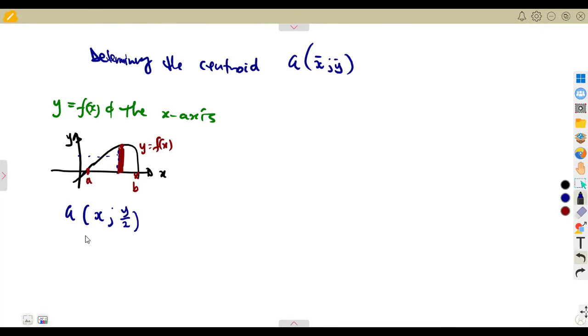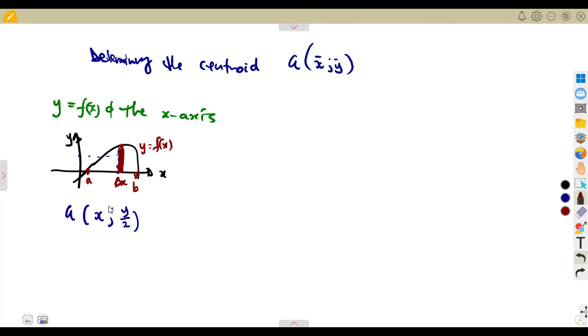But for Y, it's going to be Y over 2. That is, when you're considering the x-axis, the strip is for X, like this. Y is equal to f of X, the strip for X like that. This will be your centroid G.